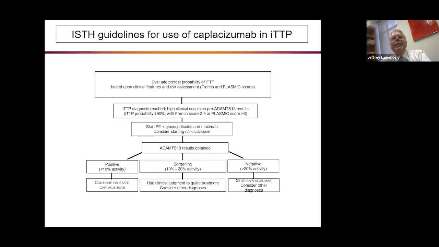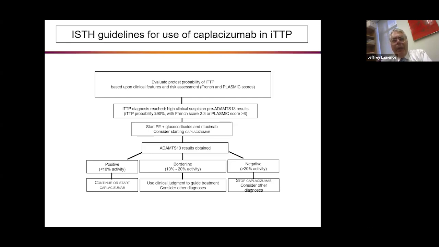And if you're clinically certain that this is much more likely to be TTP versus HUS, it is recommended to immediately draw the ADAMTS13, and immediately start plasma exchange, steroids and rituximab. And here it says, consider starting caplacizumab. In our hospital now, we basically always start it. I've been wrong once.